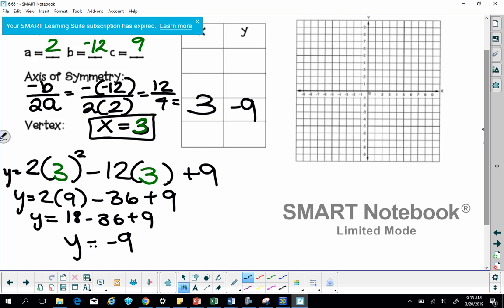And that's my vertex. That means at (3, -9), that's going to be the minimum. Now, how could I check my work to make sure that's my vertex? What can I do with the device that's on your desk? What do we do at the very beginning of class?